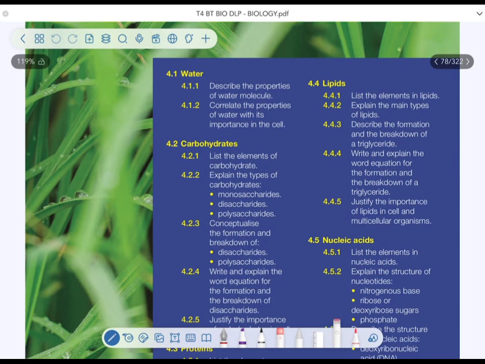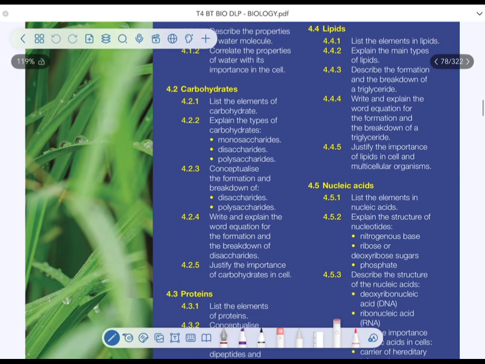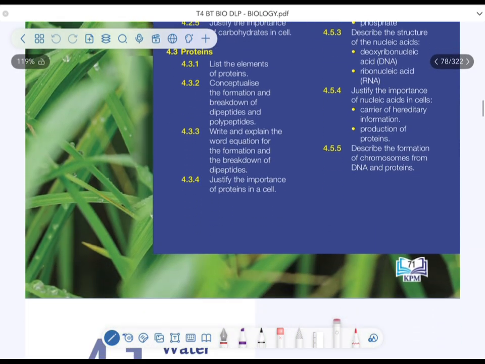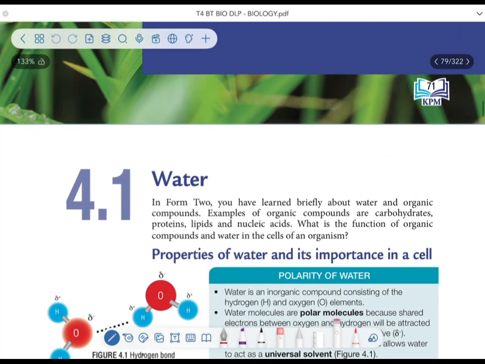So basically, this chapter is quite easy because you just need to learn the properties of each of the components, which are water, carbohydrates, proteins, lipids, and nucleic acids, and you need to remember the properties and apply them in the questions later. So basically, it is just the introduction or the overview picture for each of the components. So let's get started with 4.1 water.